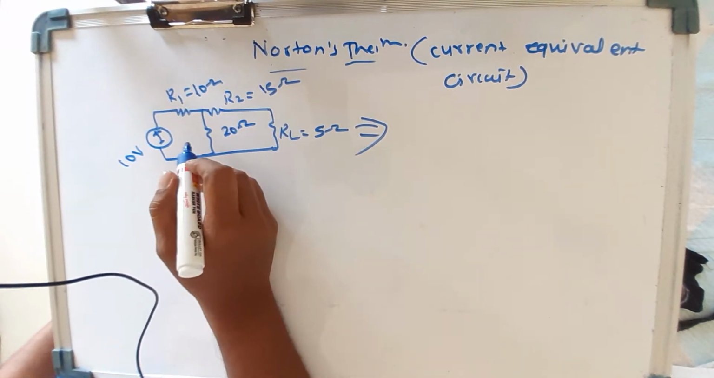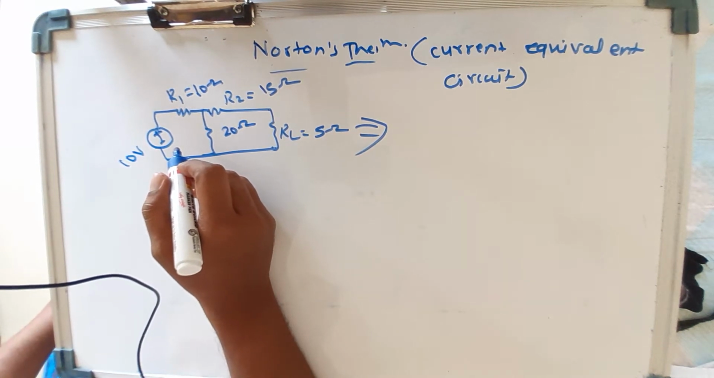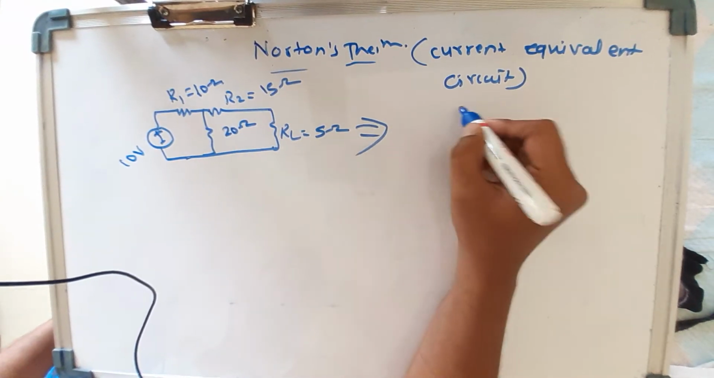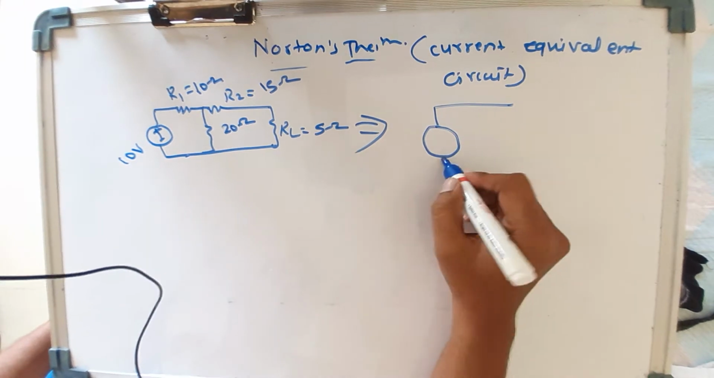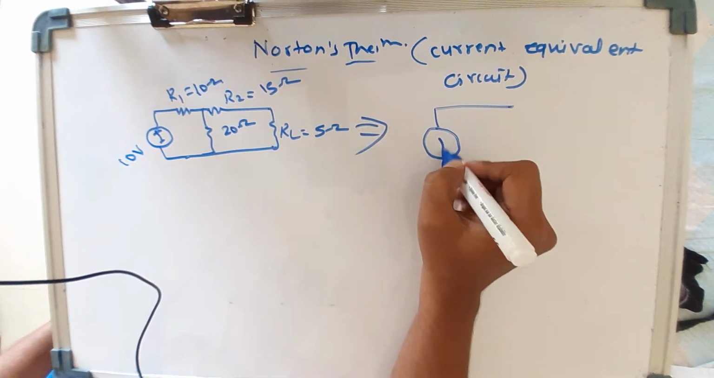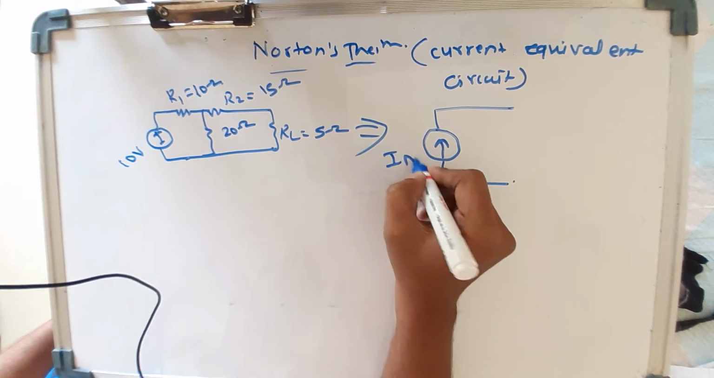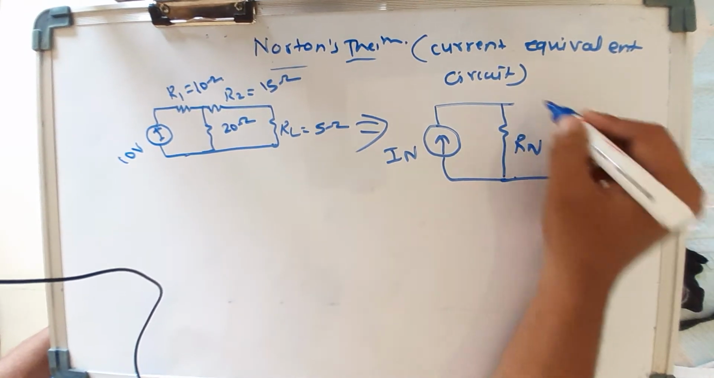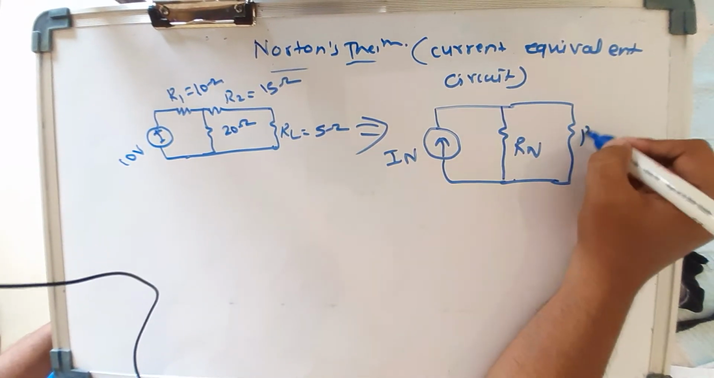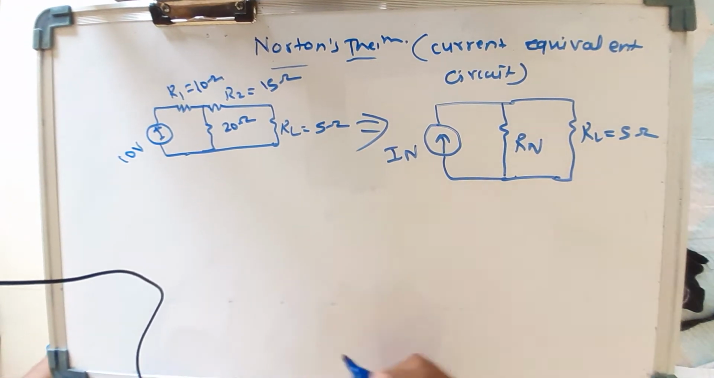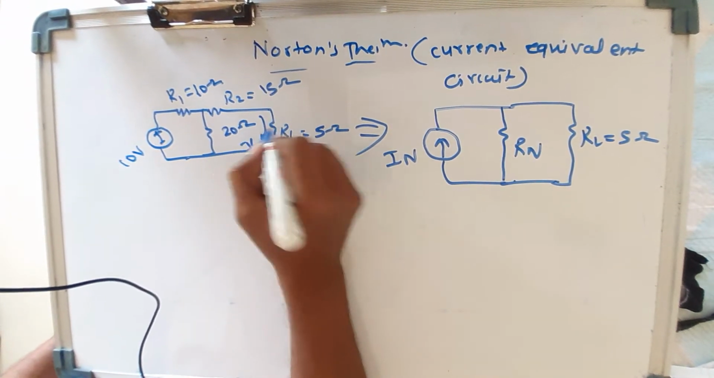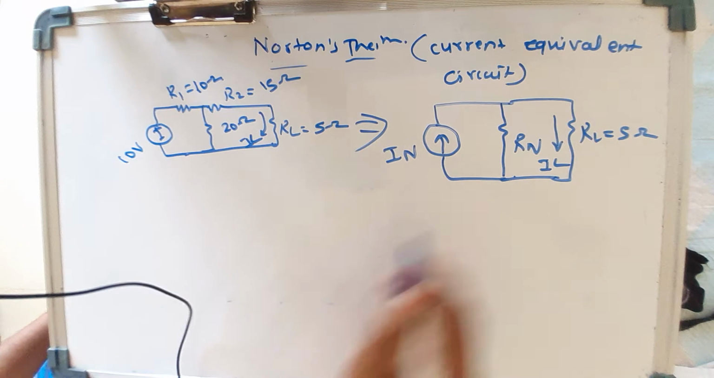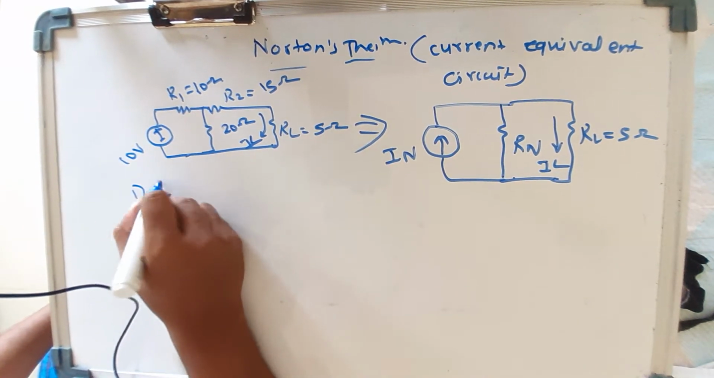In Thevenin's theorem we have the voltage equivalent circuit, and in Norton's theorem we have the current equivalent circuit. So here we have to convert this circuit into a current source. Just check the sign plus minus, so the direction of current is upward. We will call this Norton's current in parallel with Norton's resistance, and again in parallel with the RL, that is 5 ohm, where we have to find the value of current IL. Here we have to find the value of IN. So the first step is to find the value of IN.